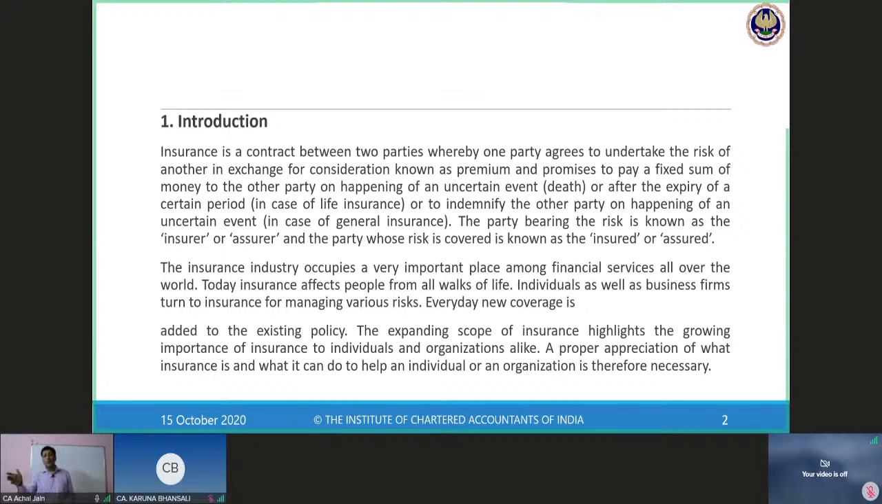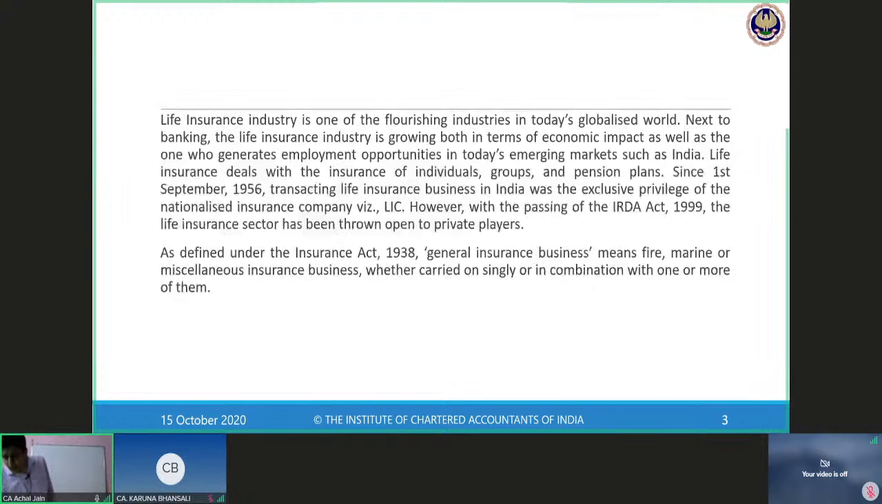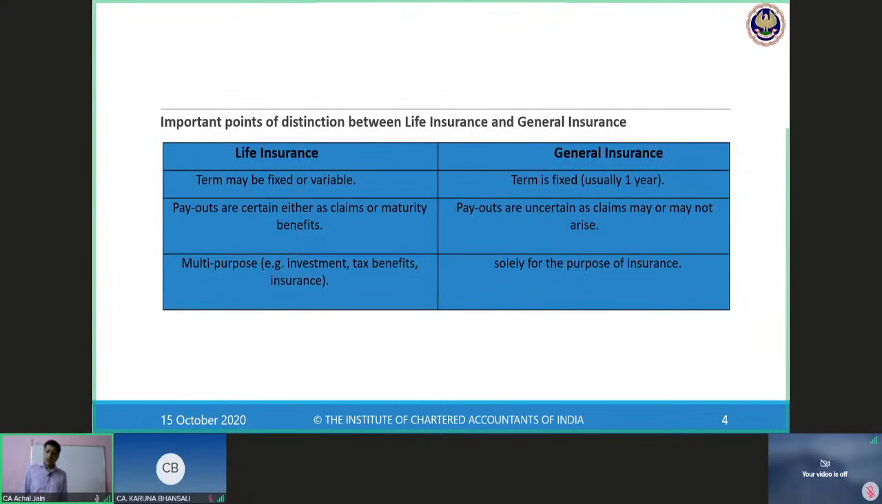Once the claim is approved, they will make the payment to me in respect of the loss which I would have suffered in respect of the car. So this is how this insurance business runs. Let's take the difference between life insurance and general insurance. Two examples we have discussed.